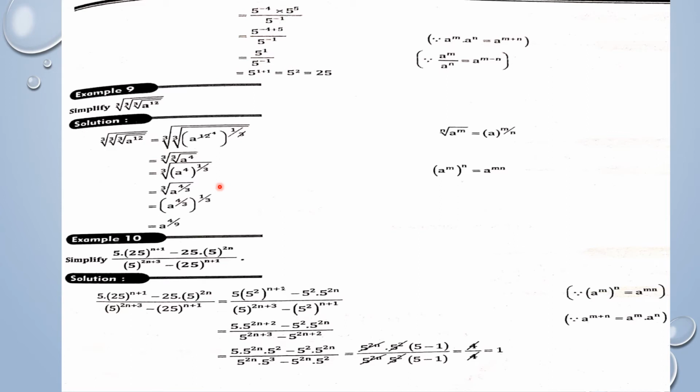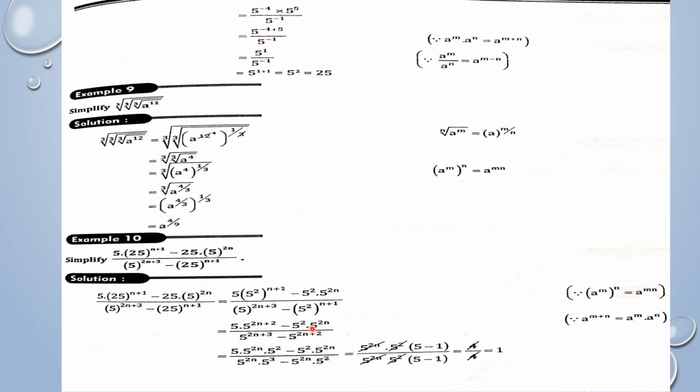Next problem. 5 into 25 to the power n plus 1 minus 25 into 5 to the power 2n divided by 5 into 2n plus 3 minus 25 into n plus 1. So 25 is written as 5 square and 25 is written as 5 square. So wherever you have 25, it is written as 5 square. So 5 into 5, this 2 is multiplied with the power 2n plus 2. Why? Because 2n plus 2 ones is 2.